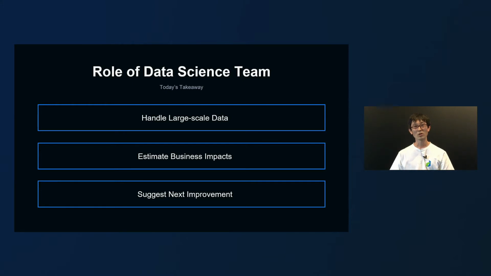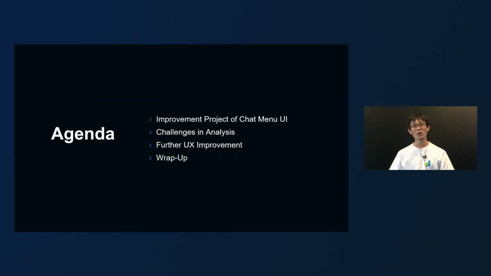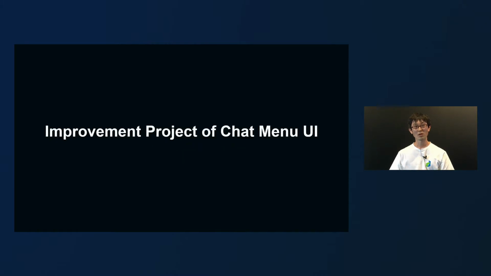From here on, I will introduce a case study of our chat menu, and I hope you better understand the 3 roles as I go through. This is the agenda. First, chat menu UI, including which UI it is, its issues in the past, and the background leading up to an analysis project. Second, challenges in analysis, covering what analysis challenges we solved to decide on new UI and what result we had. Third, further UX improvement, touching on our proposals from our analysis and the release of improvement, and I'll wrap up in the end.